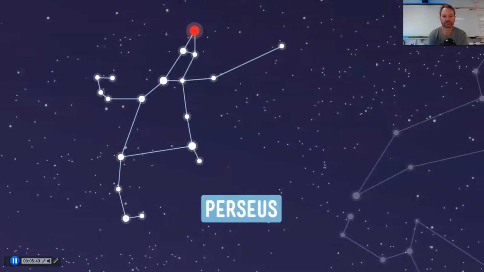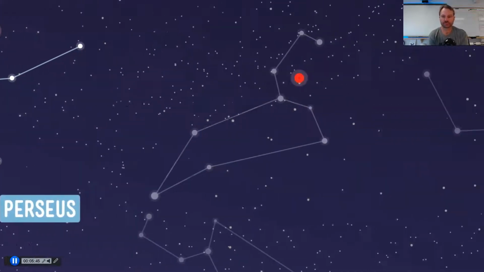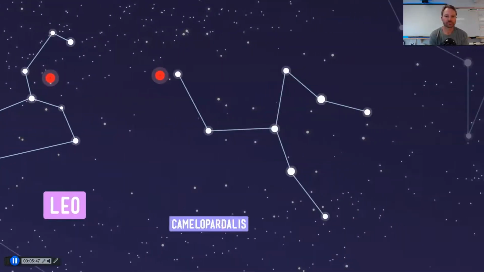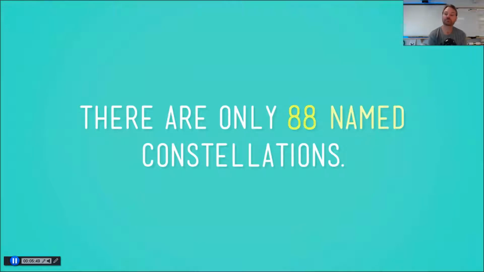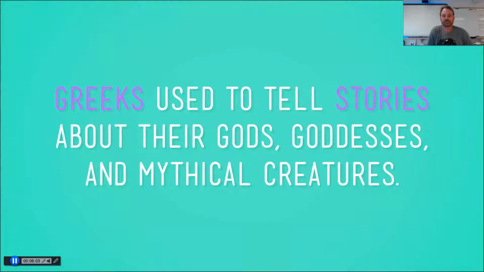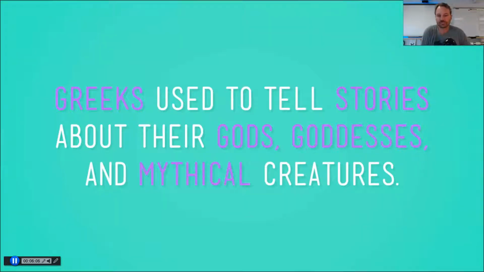Finding a large shape in the sky made of many stars is a lot easier to spot than trying to find one single speck. Plus, there are only 88 named constellations, which is a much more reasonable number to deal with than a billion. And most of the 88 recognized constellations came from the ancient Greeks. The stars in a constellation aren't related in any particular way. They just form a shape that the Greeks used to tell stories about their gods, goddesses, and mythical creatures like flying horses and giant scorpions.